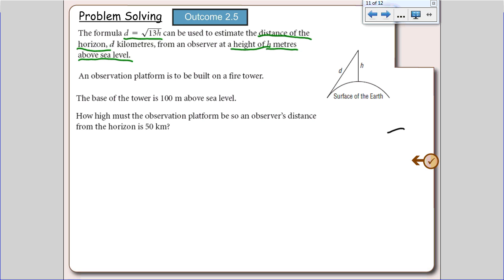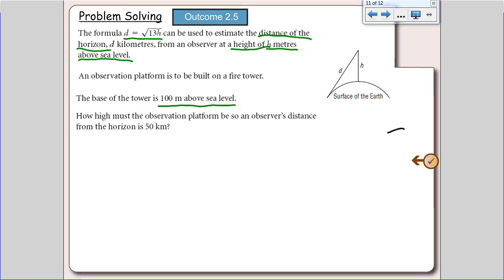An observation platform is to be built on a fire tower. So they're going to build an observation deck that you can look off of. The base of the tower is 100 meters above sea level. That's going to be important. How high must the observation platform be? How high? So an observer's distance from the horizon is 50 kilometers.